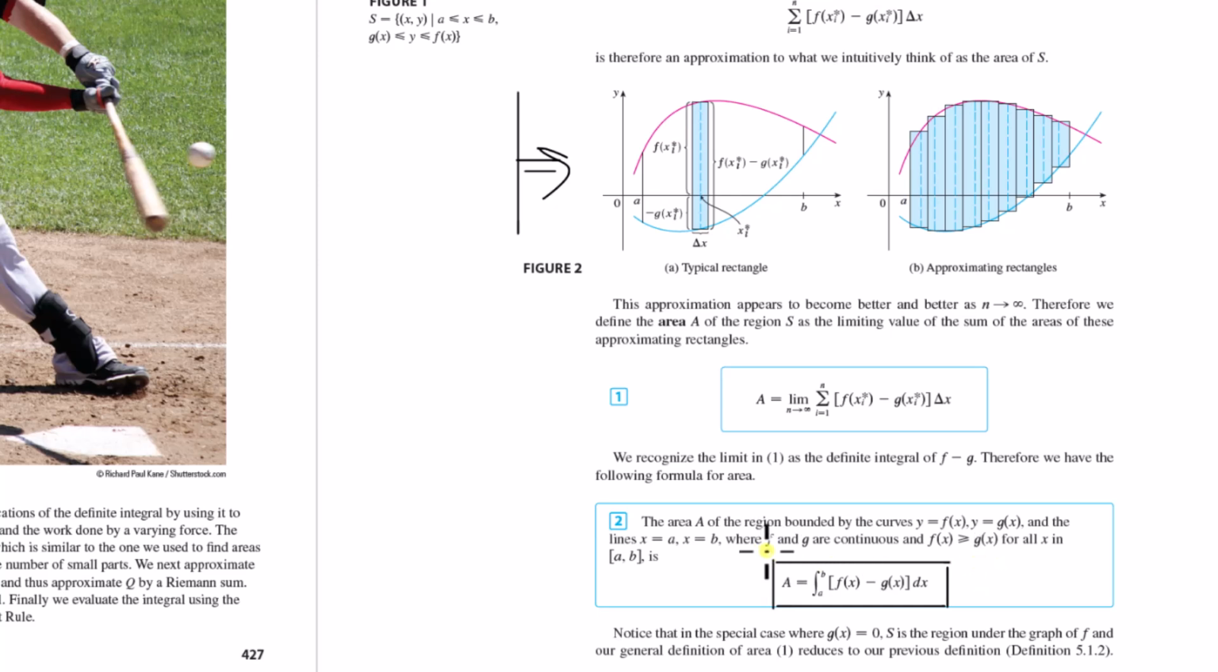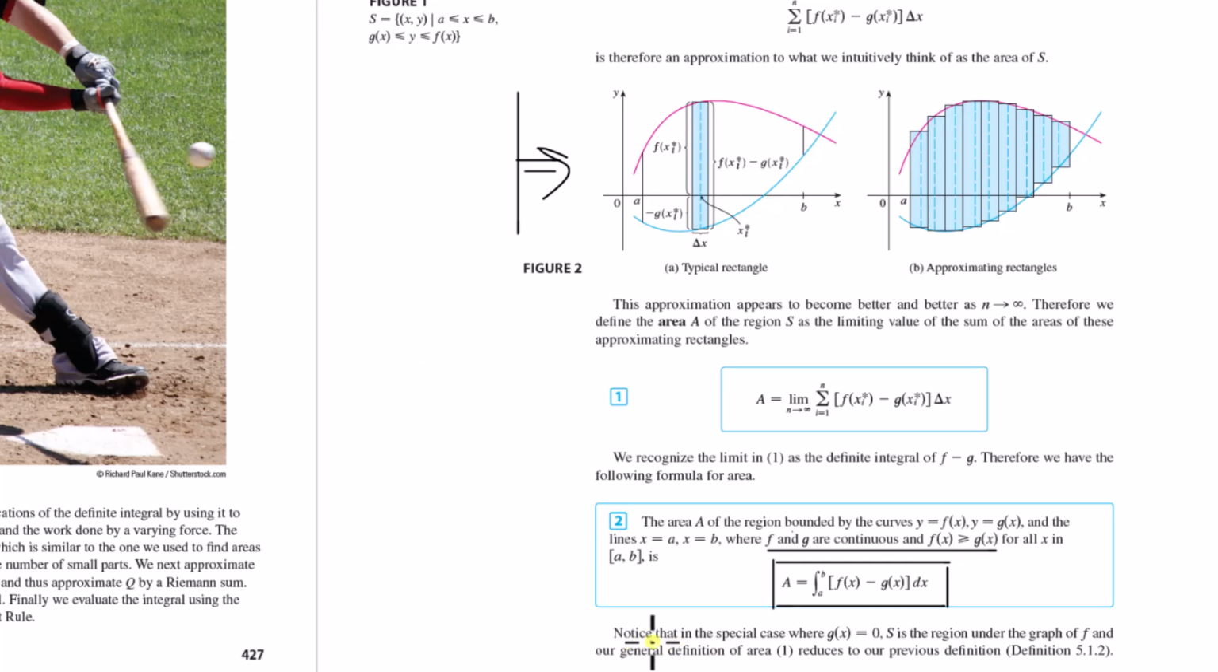Okay, so f and g are continuous, and if they aren't continuous, then you'll have to break it up between the discontinuities. But in general, f and g are continuous, and f of x is always greater than or equal to g of x within the interval from a to b.